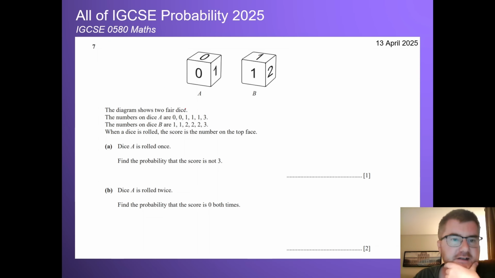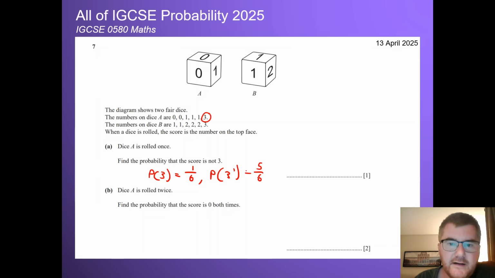So 2 fair dice. Numbers on dice A are 0, 0, 1, 1, 1, 3. Numbers on dice B are 1, 1, 2, 2, 2, 3. Dice is rolled, the score is the number on the top face. Okay. Dice A is rolled once. Probability it is not 3. So notice the probability of 3 is 1 out of 6. So not 3, it's all the others. So 1, 2, 3, 4, 5. So that's going to be 5 out of 6.